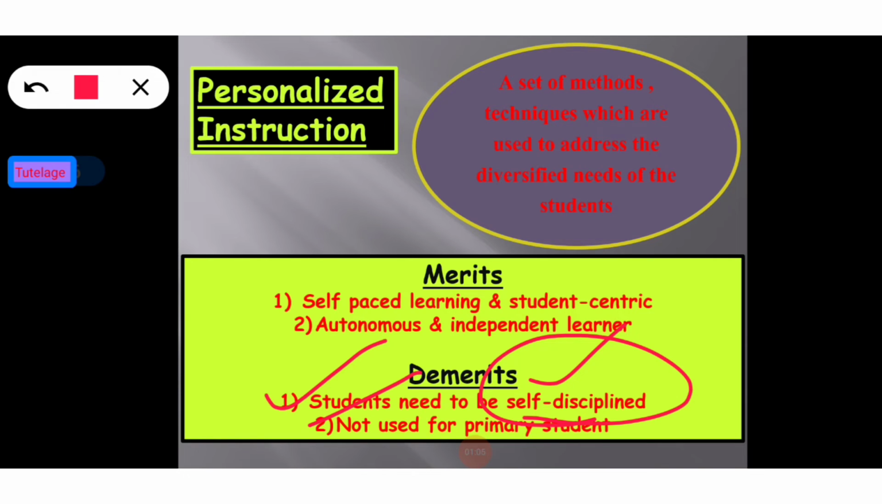Obviously, self-discipline, self-paced learning, and autonomous independent learning are not possible for primary students, and that's why personalized instruction is not used for them. It will also be difficult to use in case of swiftly changing course content. So that's why personalized instruction doesn't work in that kind of situation. So I think this is clear.